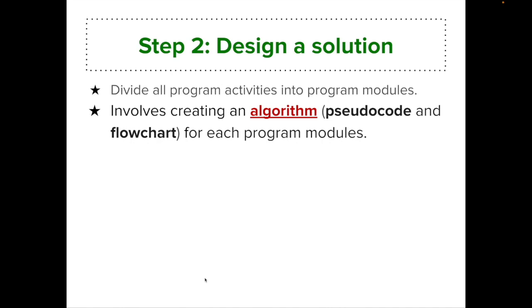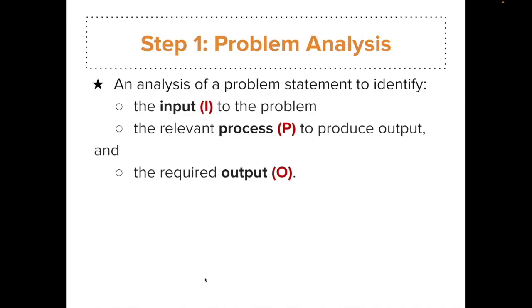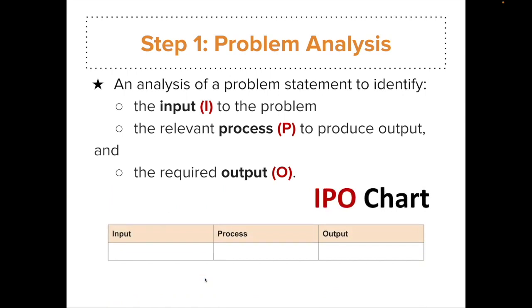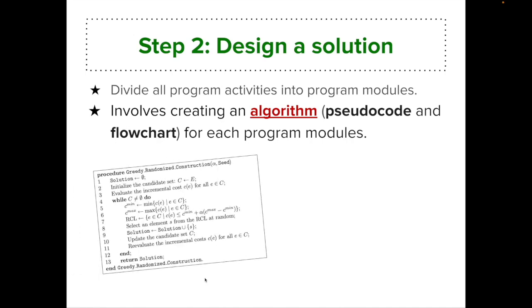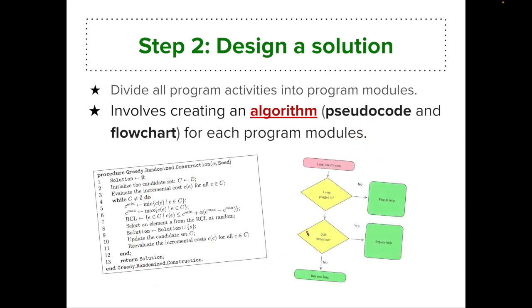Next, step 2. Step 2 is where we create an algorithm. What is algorithm? Algorithm is made of pseudocode and flowchart. So just now, okay, tadi kita ada satu problem, kita dah create IPO chart. Lepas kita dah create IPO chart, barulah kita dapat design a solution. Menggunakan apa? Menggunakan algorithm. Ini contoh dia. So, the first yang you nampak ni adalah contoh pseudocode. And then the second figure that you can see here is the example for flowchart.